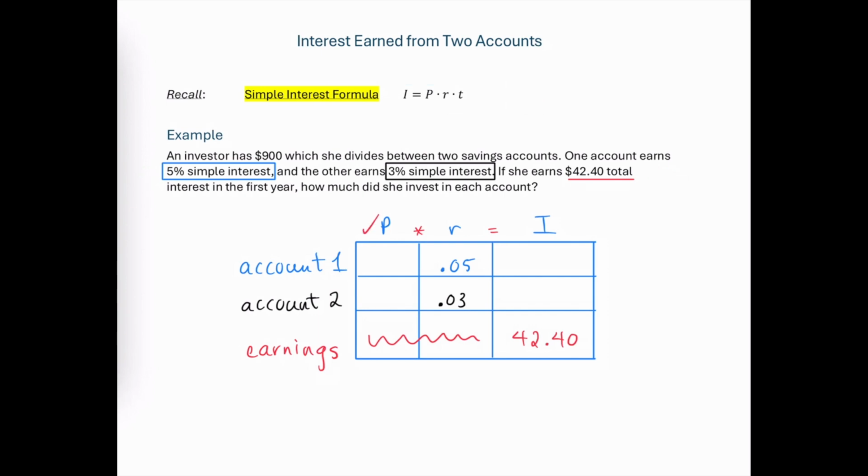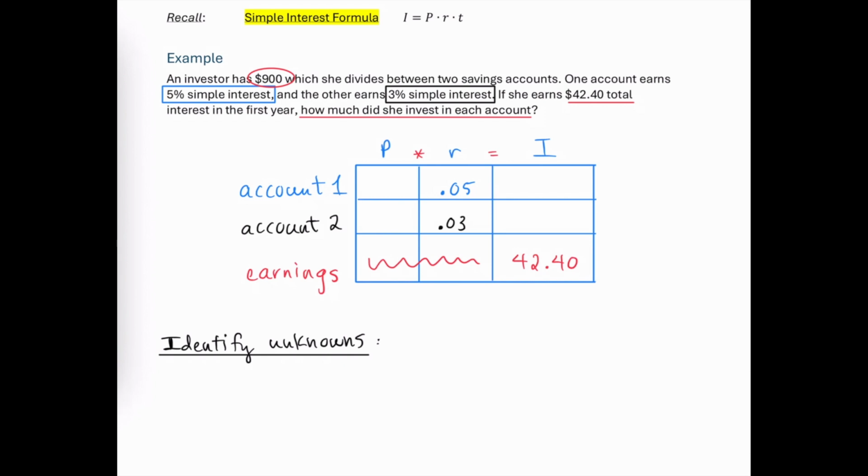Now to populate our principal column, we need to consider that the investor originally had $900, and that amount is going to be split into these two accounts where we don't know how much went into each account. Let's take a moment to clearly state our unknown quantities. What we don't know is the amount of money that's in the 5% account and the amount of money that's in the 3% account. We'll give the variable x to one of these unknown quantities, but what we use for the other unknown quantity needs to be an expression in terms of x.